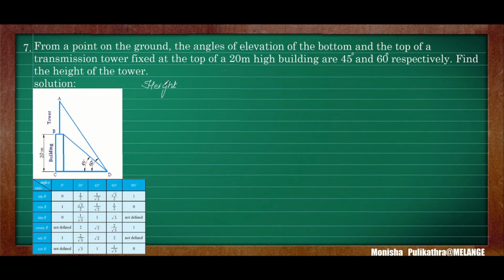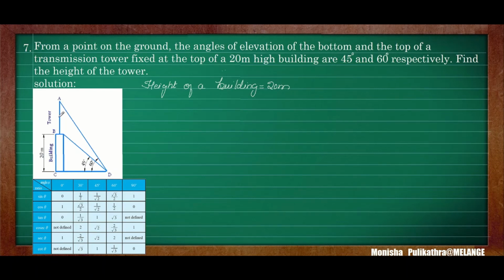First, in a problem like this, you need to write the data part of it. Height of a building is equal to 20 meter. Next is from a point on the ground. From a point on the ground, take it as D. From a point on the ground, the angle of elevation.